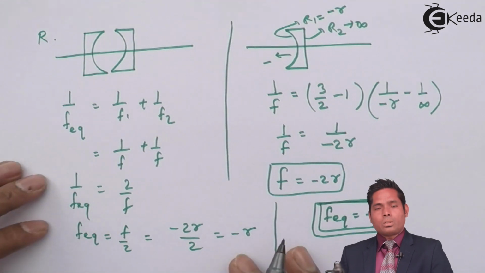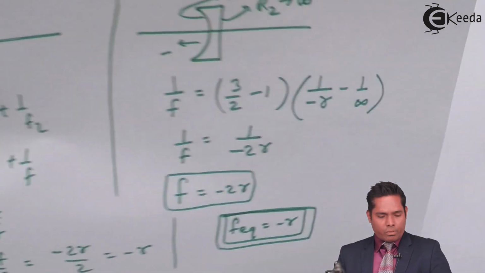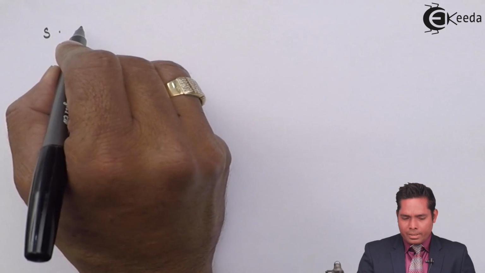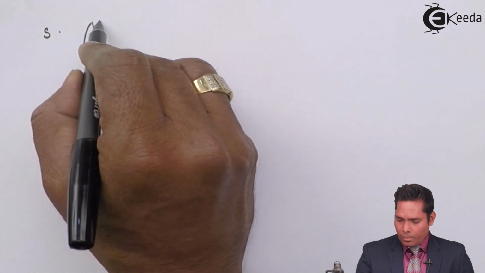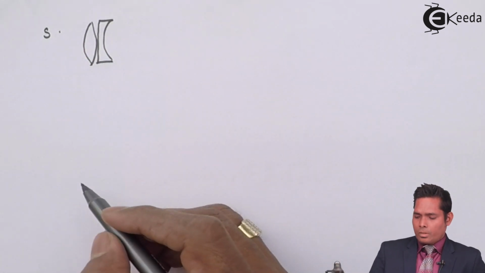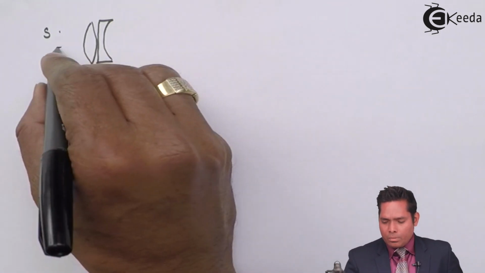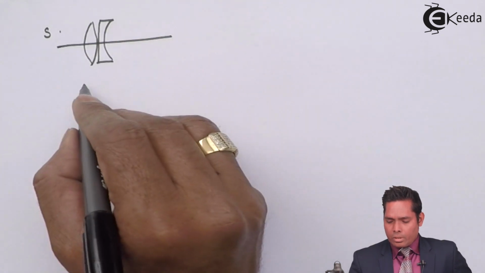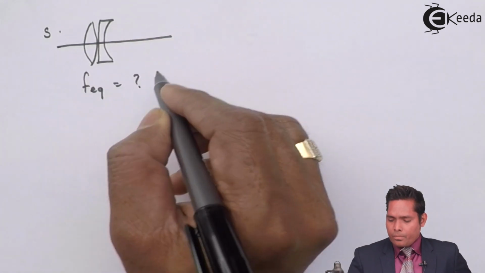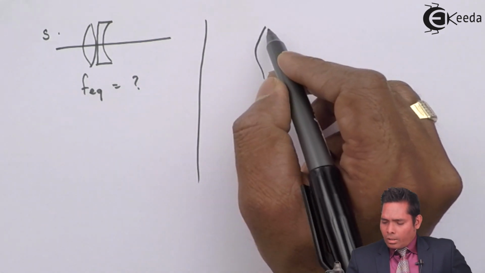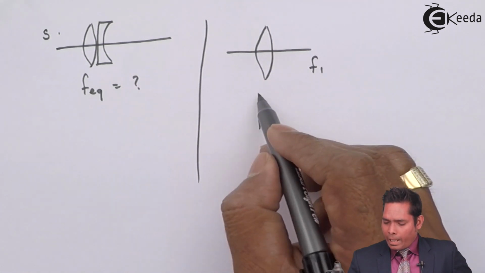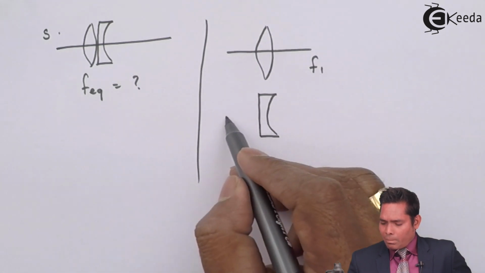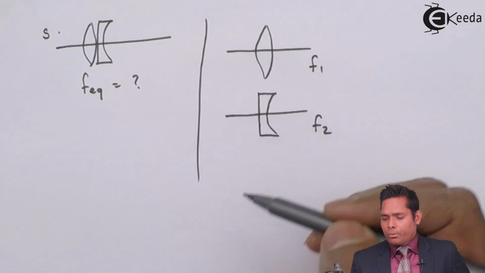So let us see the fourth option, that is S. What is that S? The option S says there is a convex lens, a double convex lens, and a plano concave lens. What is the focal length of this combination? That is the f equivalent we have to find. Suppose the single convex lens focal length is f1, and the single plano concave lens focal length is f2, because these two will have different focal lengths.